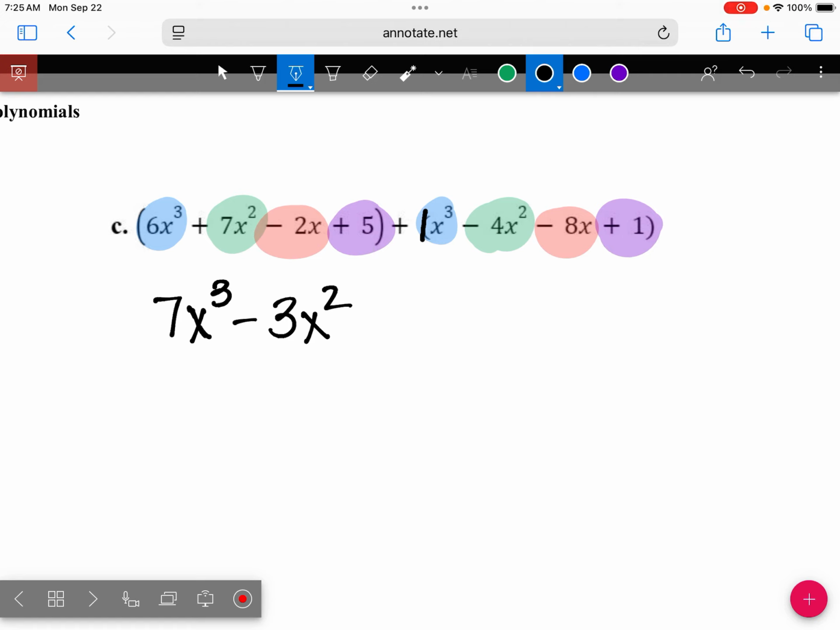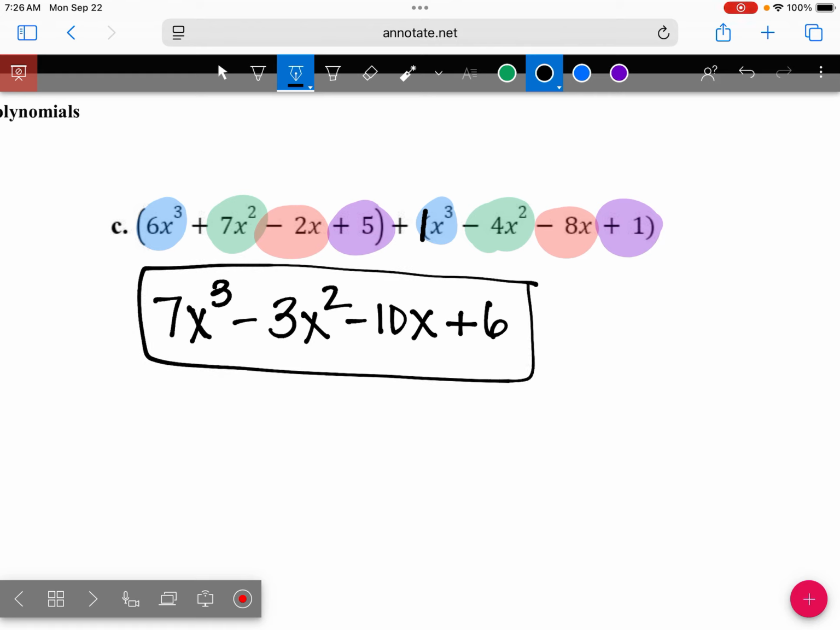And then I have negative 2x and negative 8x. What's negative 2 and negative 8? What is it? Not 6. Negative 10. It's like I borrowed $2 on Monday and $8 on Tuesday. So now I owe you 10 because they're both negative. So that would be a negative 10x. And then lastly, 5 plus 1 is 6.